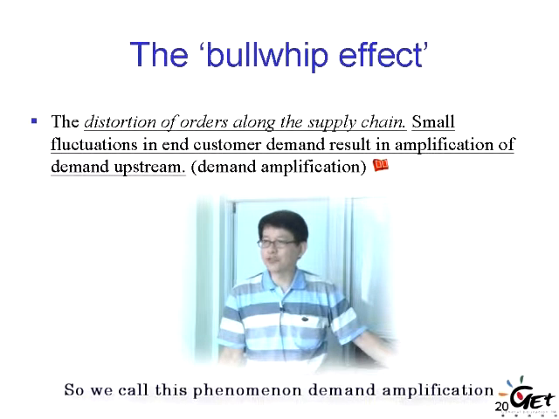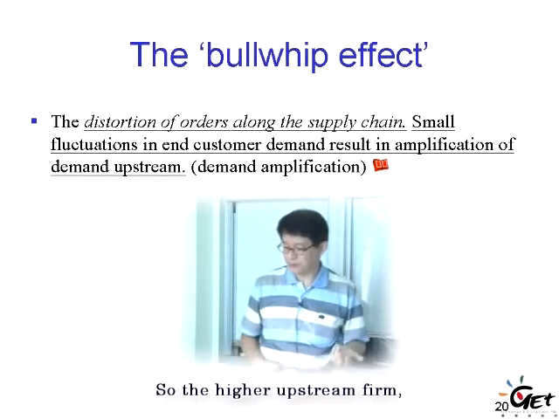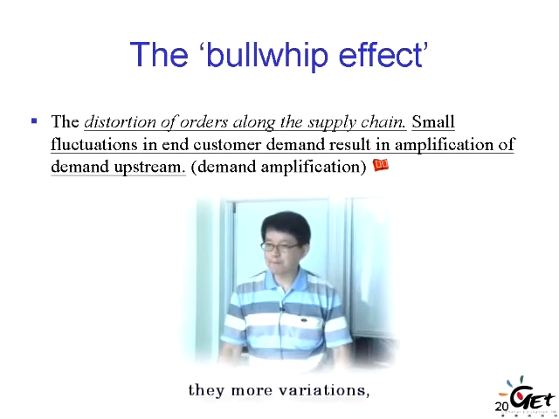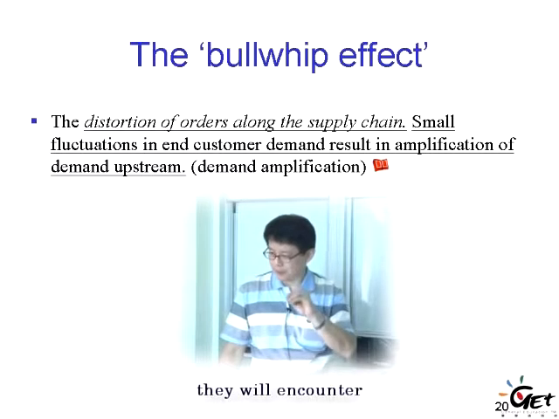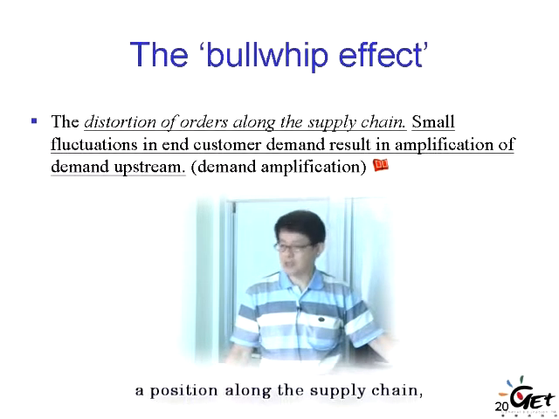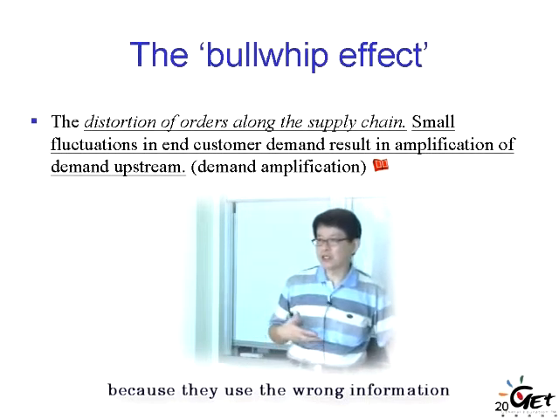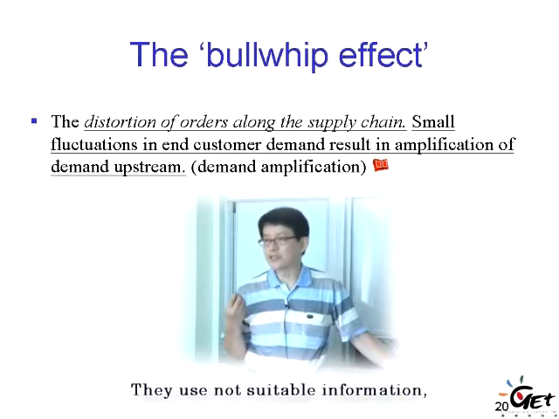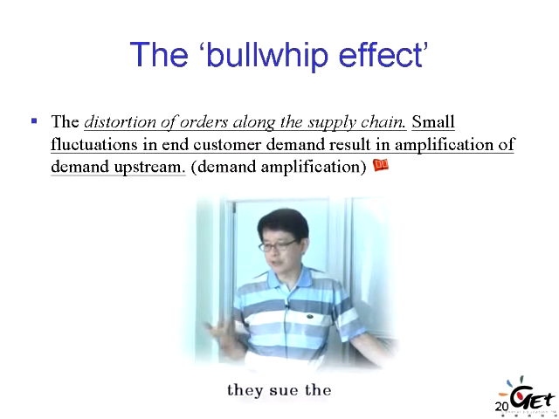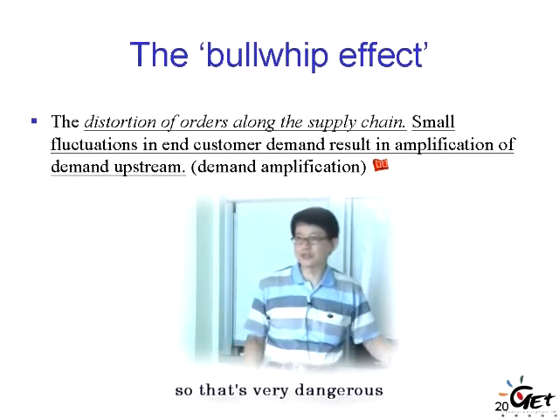Okay. So we call this phenomenon demand amplification. The higher upstream a firm is, the more variation it will encounter. A firm in a very upstream position along the supply chain usually suffers from keeping too much inventory because they use the wrong information. They use unsuitable information, namely the orders from their immediate customers. So that's very dangerous.